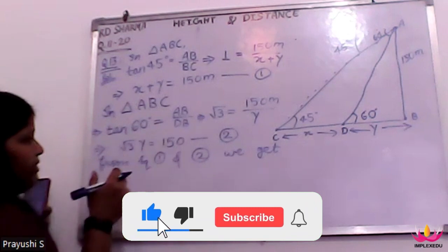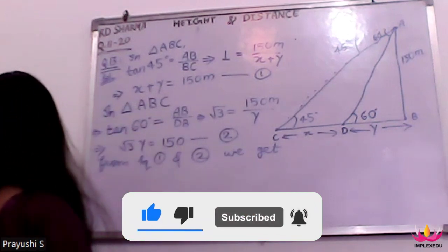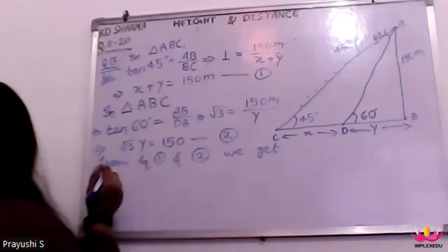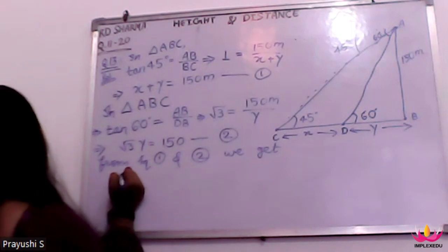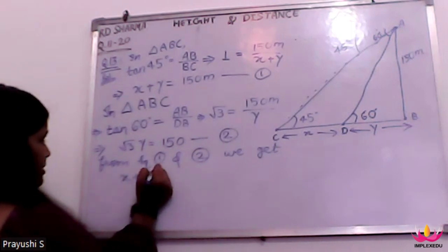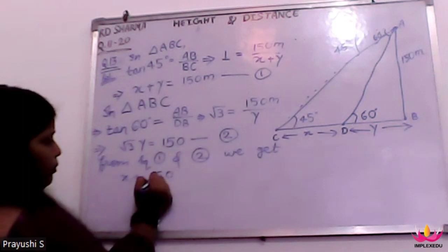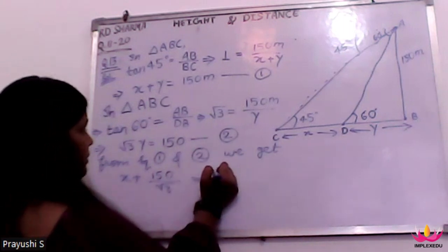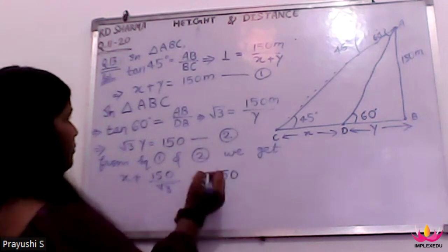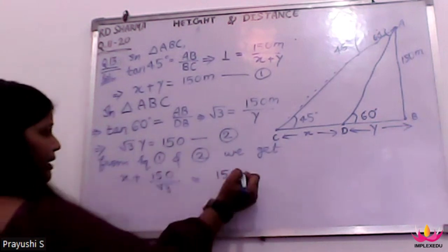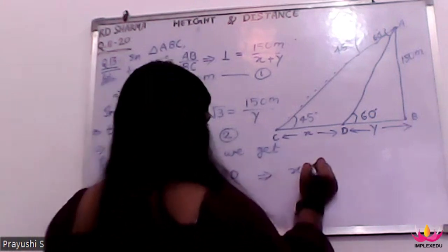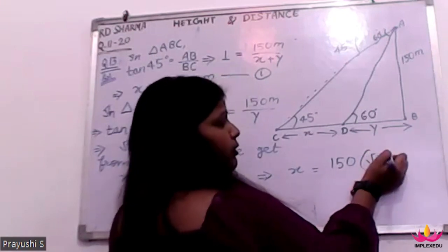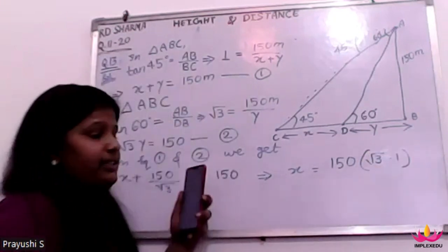so in this equation, what we will do, we will put the value of y in equation 1. Okay, so here we will get x plus 150 upon root 3 will be equal to 150. Okay, now from here we will get x will be equal to 150 bracket root 3 minus 1. Okay, this is what we will get.